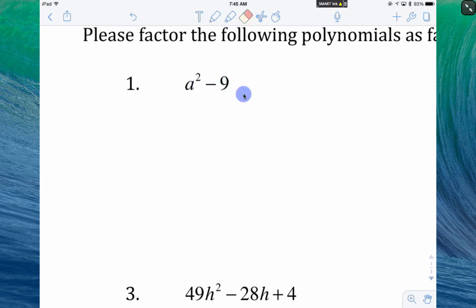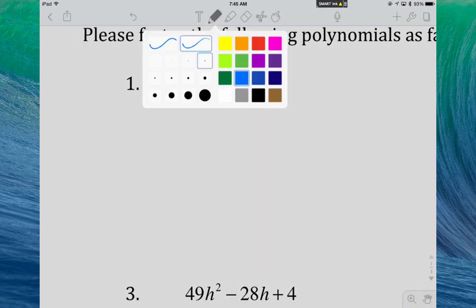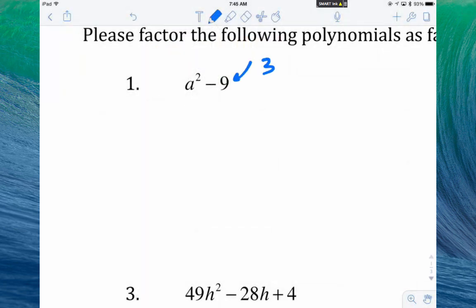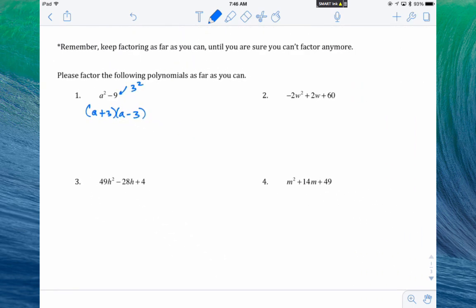Is 9 a perfect square? Absolutely. That is the square of 3, meaning we can factor this as a plus 3 times the quantity a minus 3. And we're done. All right. Moving on to our next example, number 2.